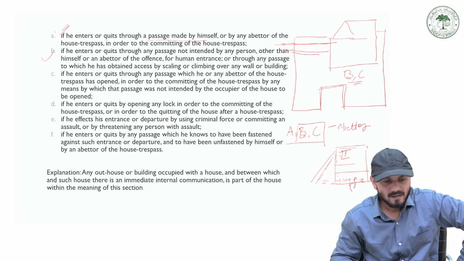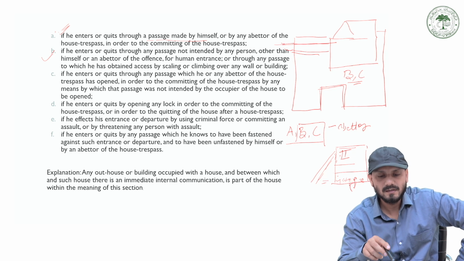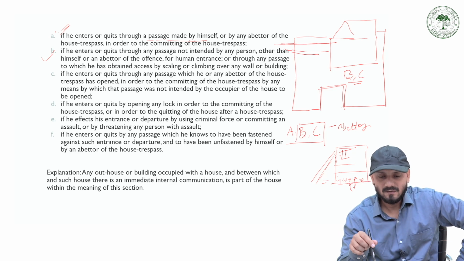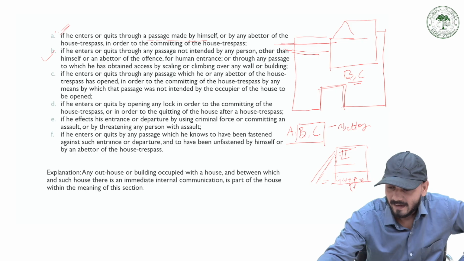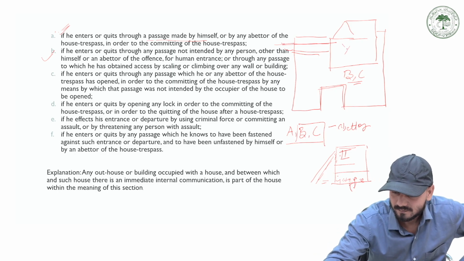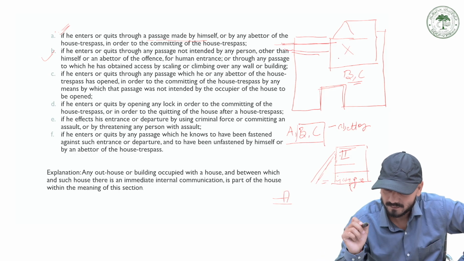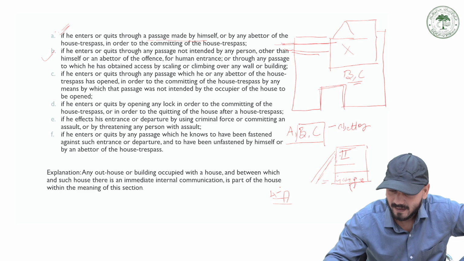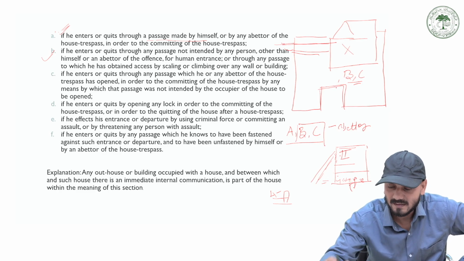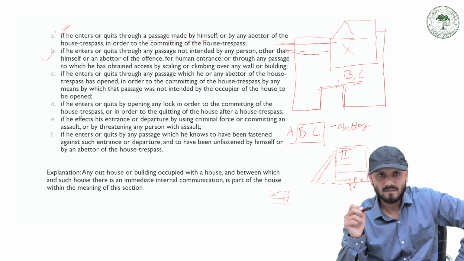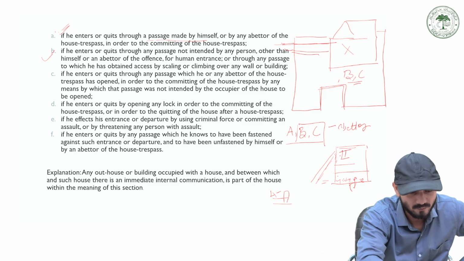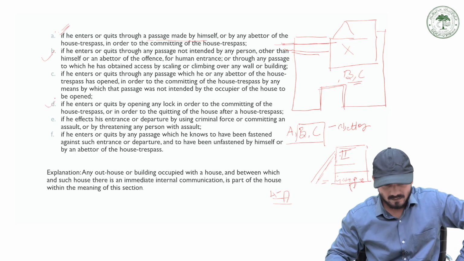Fourth situation, if he enters or quits by opening any lock in order to the committing of the house trespass or in order to the quitting of the house after a house trespass. X is the owner of this house. He drops his key here. His house is locked. A finds the key and opens his house with the help of this dead key. Okay, this case would fall under the fourth situation.